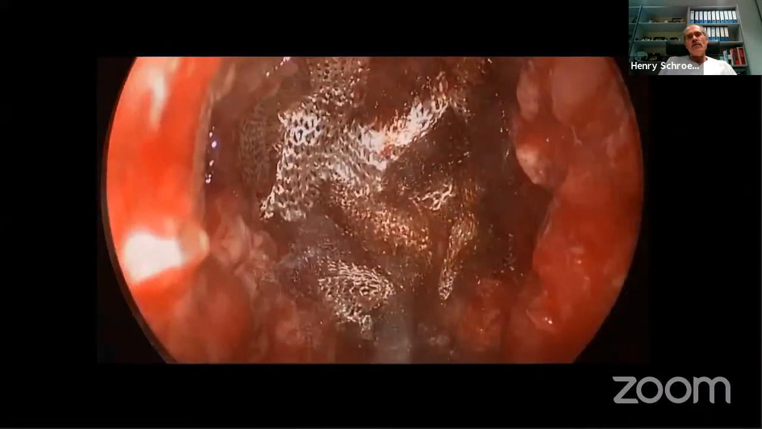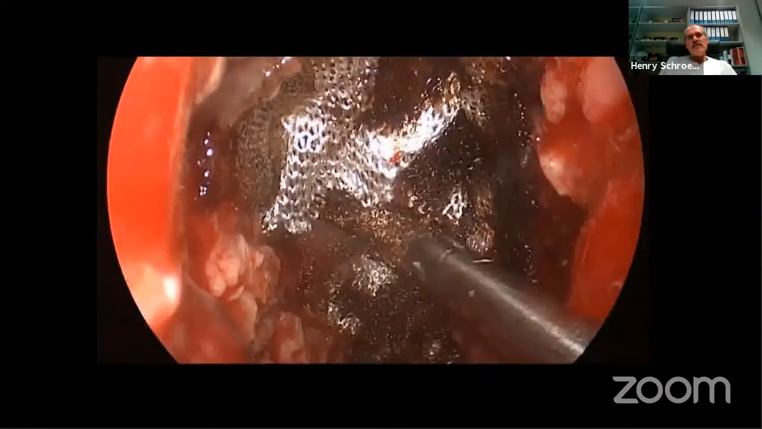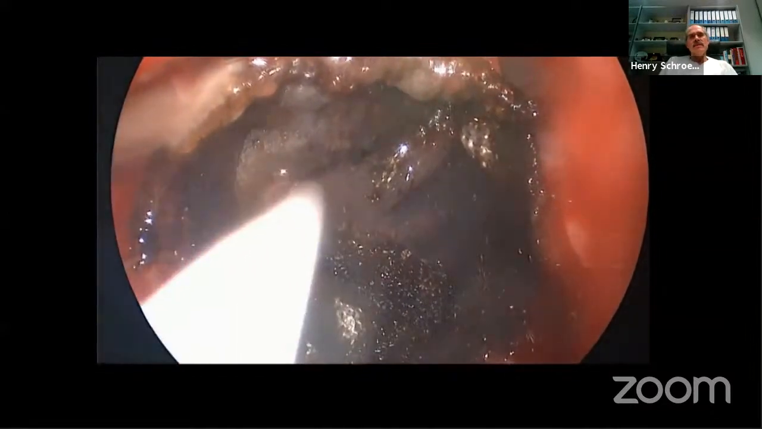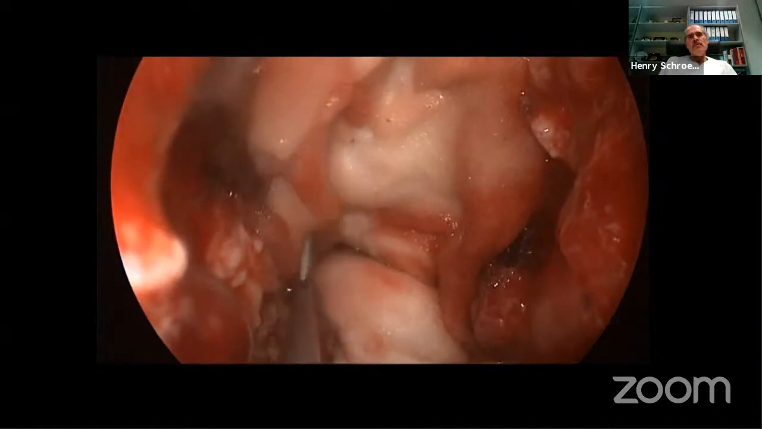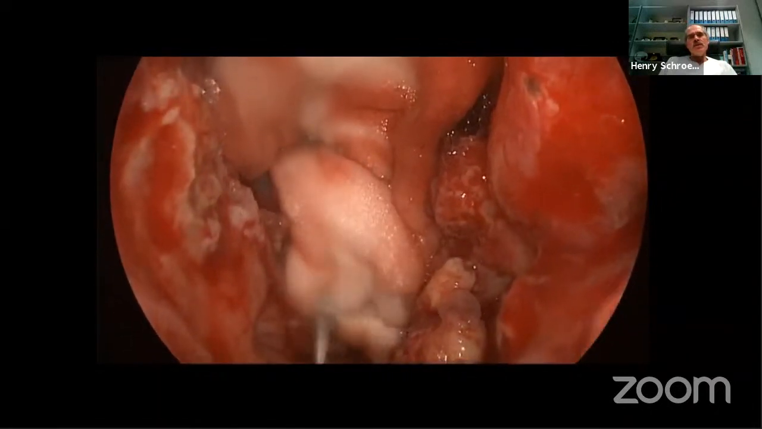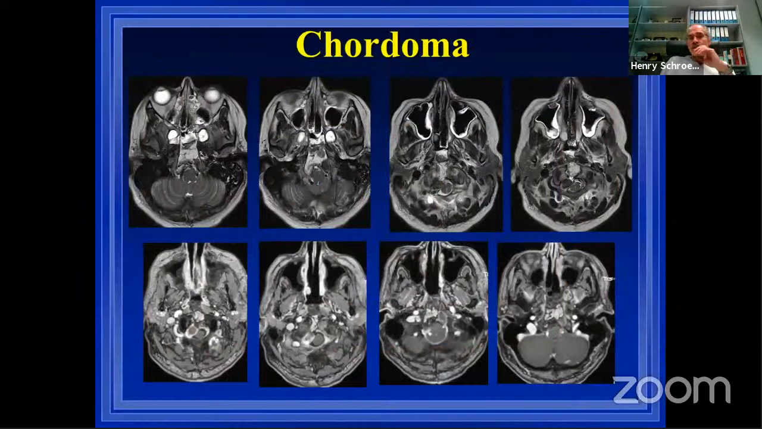then one layer of Surgicel or cellulose, fibrin glue, and then the next layer is Gelfoam. This is simply placed to avoid the tamponades getting stuck to the reconstruction, and then tamponades and the lumbar drain. But of course, in these cases, a nasoseptal flap is much better.